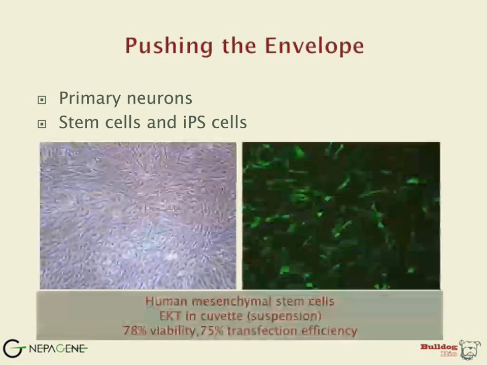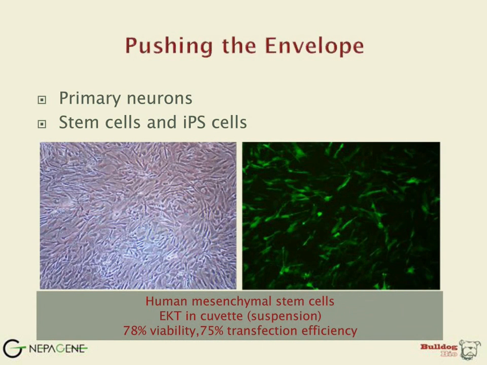In this case, human mesenchymal stem cells were pulsed in a 2 mm gap electroporation cuvette. As you can see, the results were very nice, 78% cell survival and about 75% transfection efficiency.